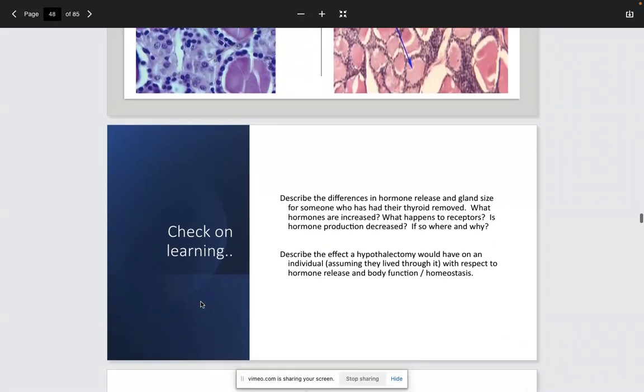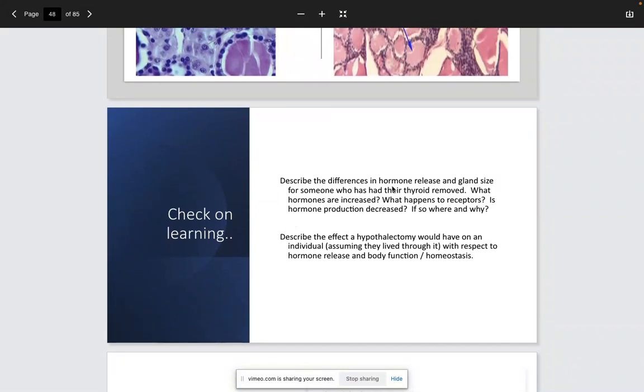Let's do a check on learning. Describe the differences in hormone release and gland size for someone who has had their thyroid removed. What hormones are increased? What happens to the receptors? Is hormone production decreased? If so, where and why?